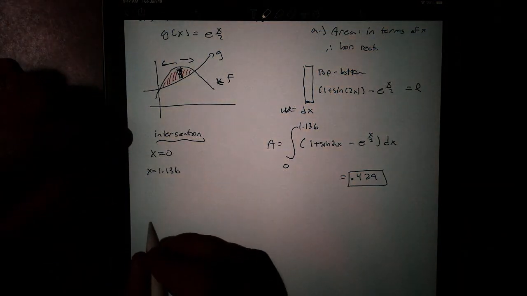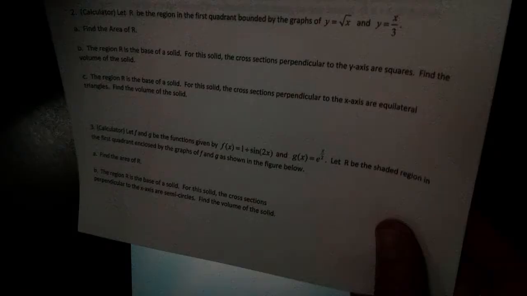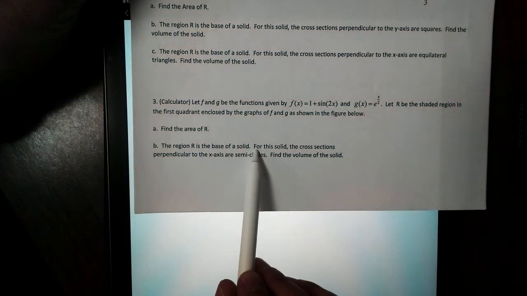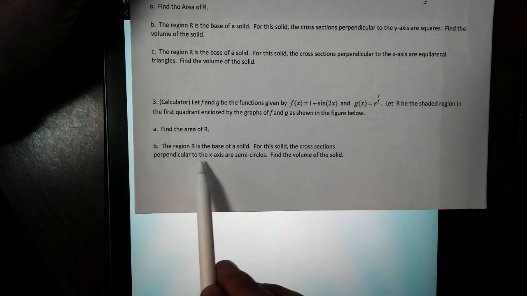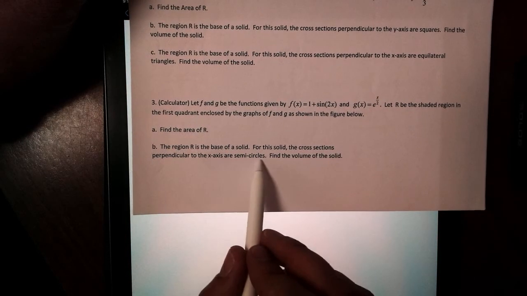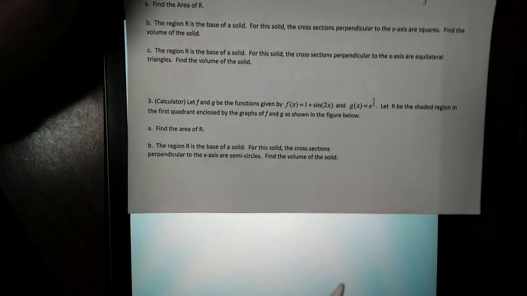Alright. Now part B, let's take a look at part B. Part B says the region R is the base of a solid. For the solid, the cross sections are perpendicular to the x-axis. Again, we like that so we don't have any variables. Are semicircles. We don't like that because that's a little bit more math for us. Find the volume of the solid.